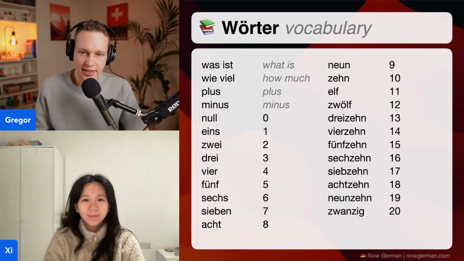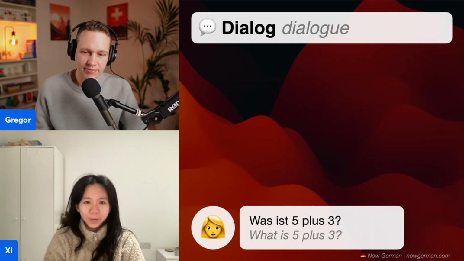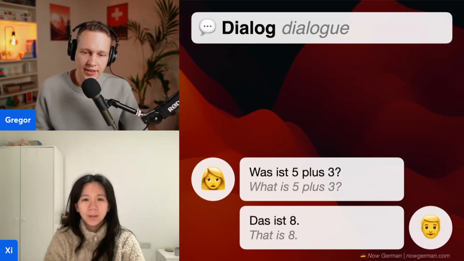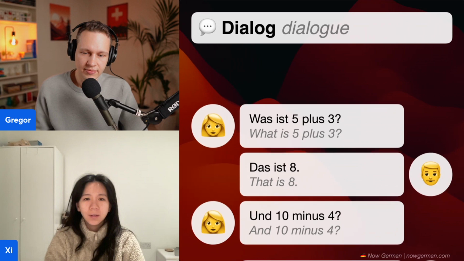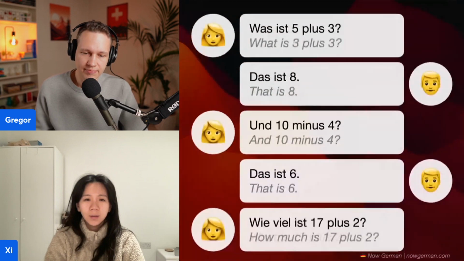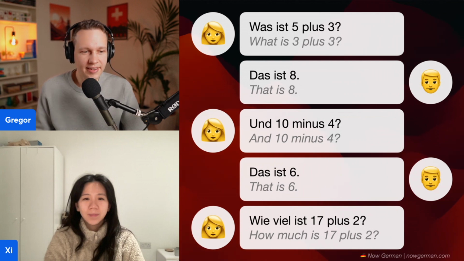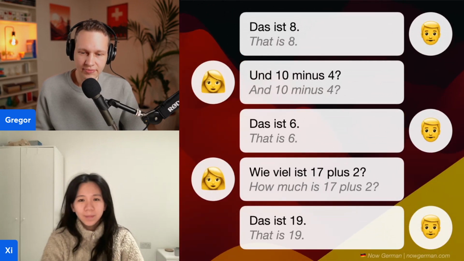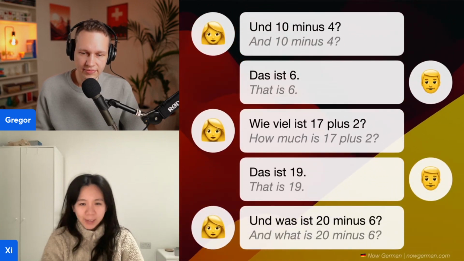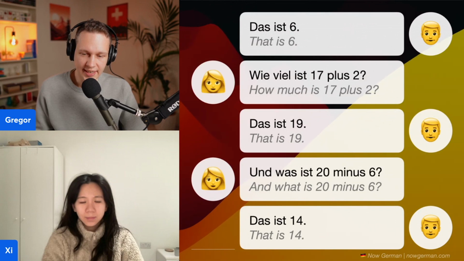Yes. Then let's look at our dialogue a second time. Was ist 5 plus 3? Das ist 8. Und 10 minus 4? Das ist 6. Wie viel ist 7 plus 2? Careful, not 7, but 17. yes. And das ist 19. Und was ist 20 minus 6? Das ist 14.